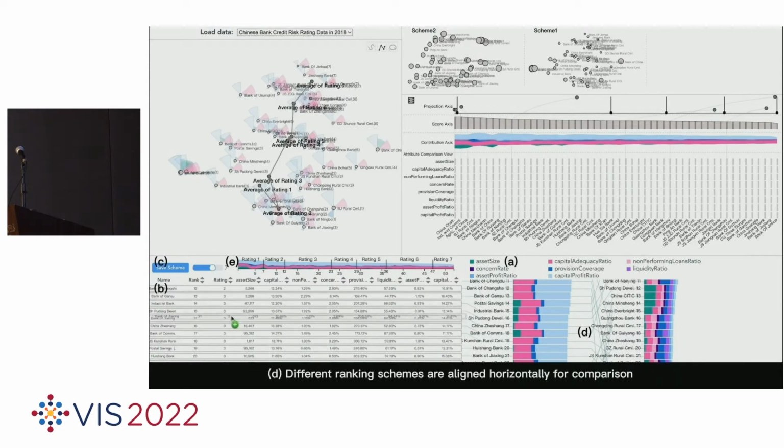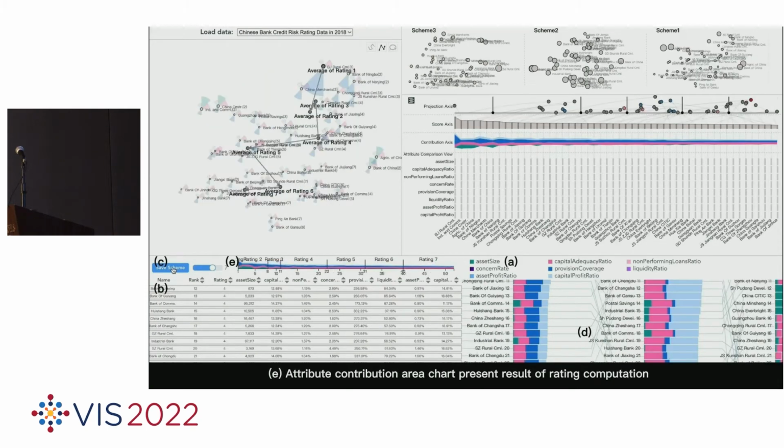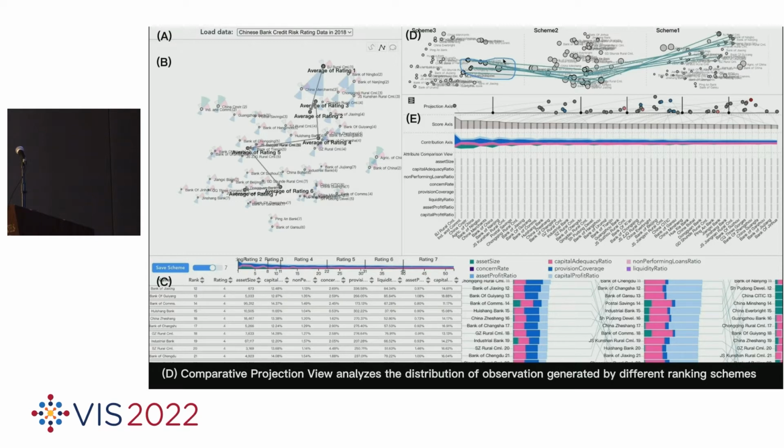D. Different ranking schemes are aligned horizontally for comparison. E. Attribute contribution area chart presents the result of rating computation. D. Comparative projection view analyzes the distribution of observations generated by different ranking schemes. E. Ranking projection axis view compares the results of projection and ranking in the same context.